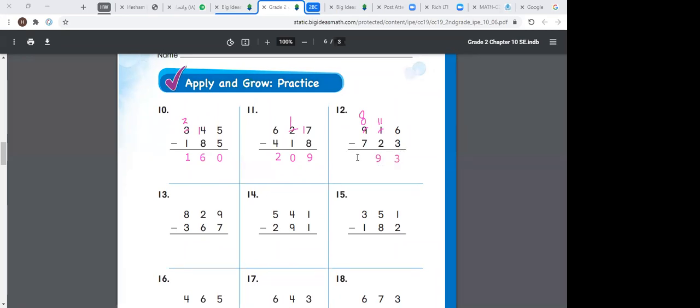8 minus 7 now equals what number? 8 minus 7 equals 1. So the answer is 193. Now, my lovely boys, please write like this. I leave numbers 13, 14, 15, 16, 17, and 18 for you. Answer them by yourself. Okay? Now let's answer number 19 together, okay?